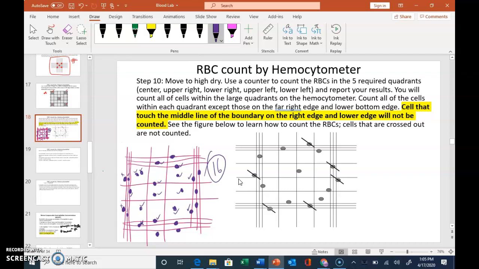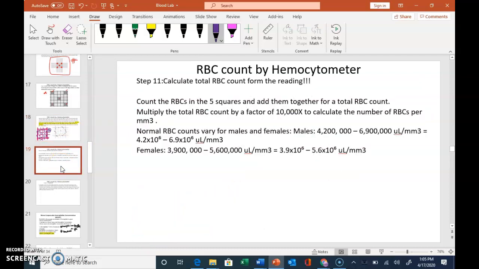Something like this, you must know the rule. After you count, I just showed you how to count one box. You will count all 5 boxes, and let's say you have 16 in the first box, 10 in the second, 12 in the third, 8 in the fourth, and 10 more in the fifth. So that adds up to 18, 28, 40, 56. 56 cells altogether.